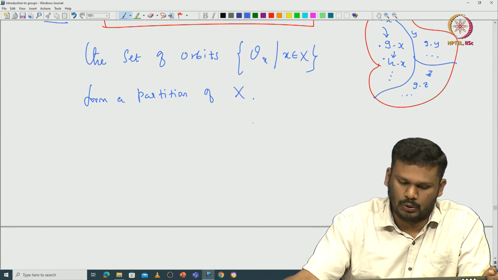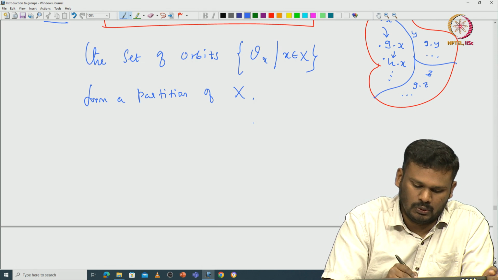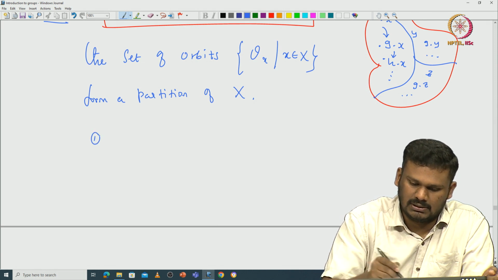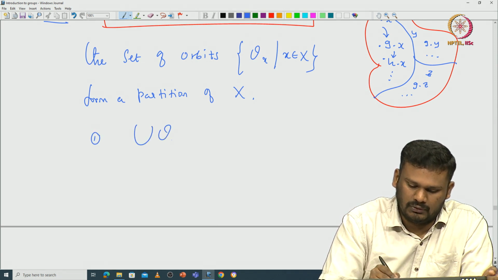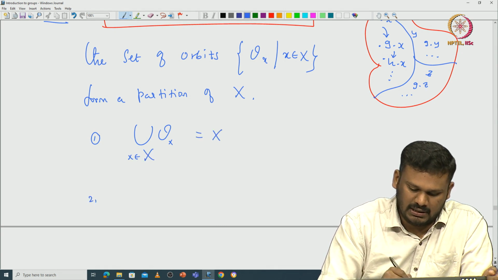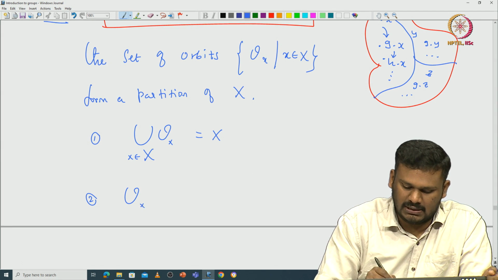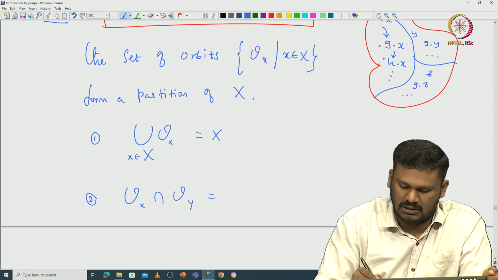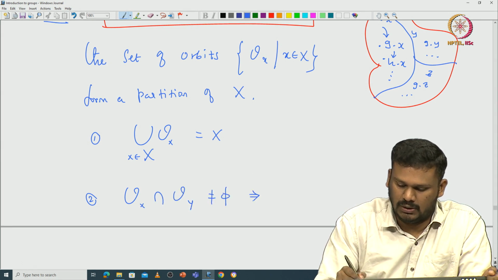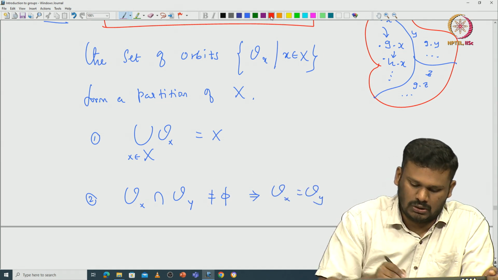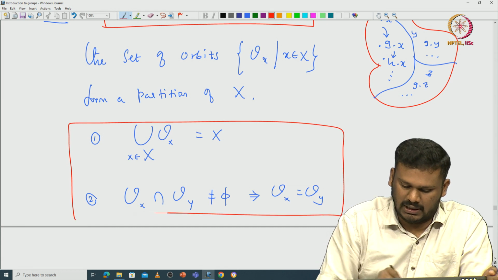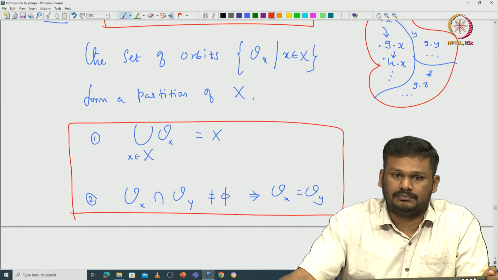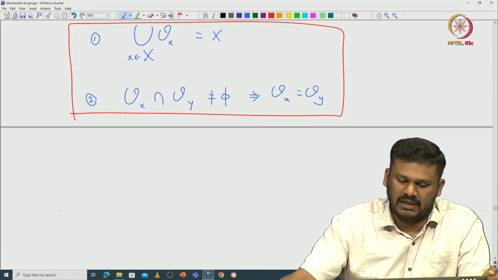Okay. So, to prove this, there are two things one needs to prove. The first thing is that the union of the orbits is exactly X, and the second thing is, if O_x intersection O_y is non-empty, then that should imply O_x equals O_y. These are the two things that actually define a partition.